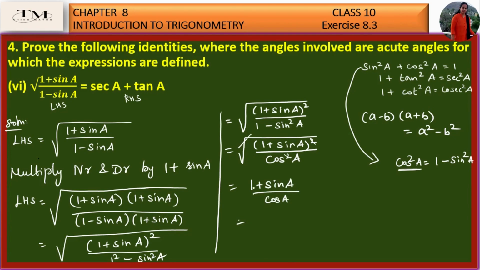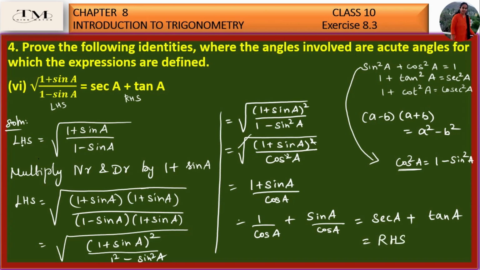We can divide both the numerator terms by cos A. So it is nothing but 1 by cos A plus sin A by cos A. What is 1 by cos A? 1 by cos A is nothing but secant A. Secant and cos are inverses of each other. Plus sin by cos is nothing but tan A. So we got the RHS, which is equal to RHS.